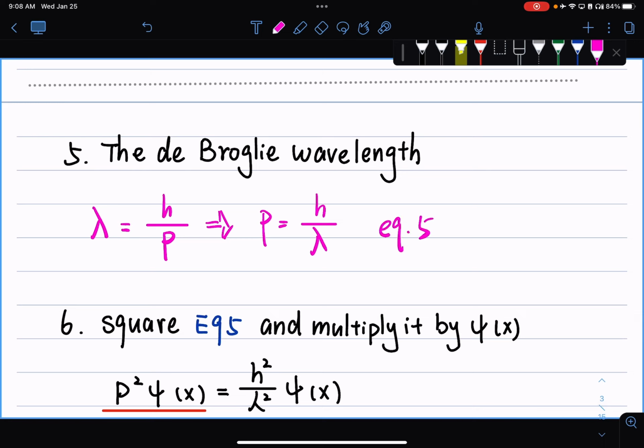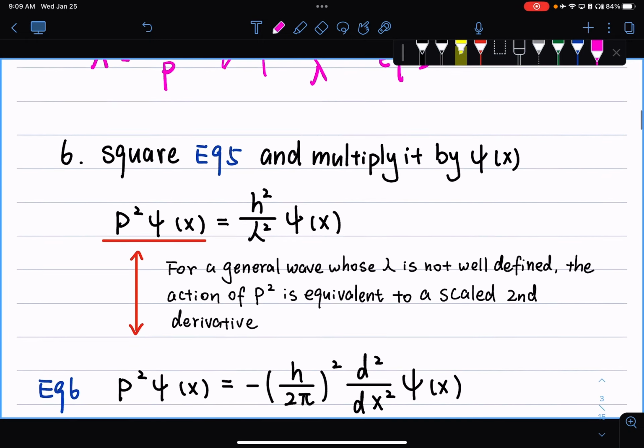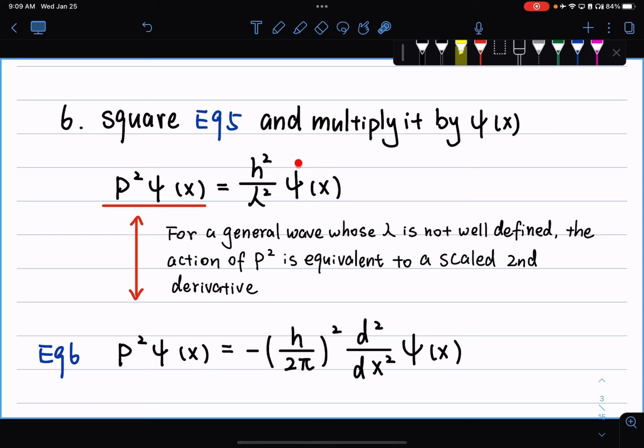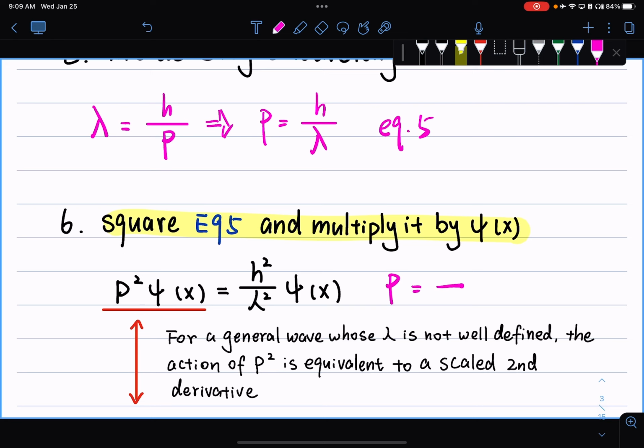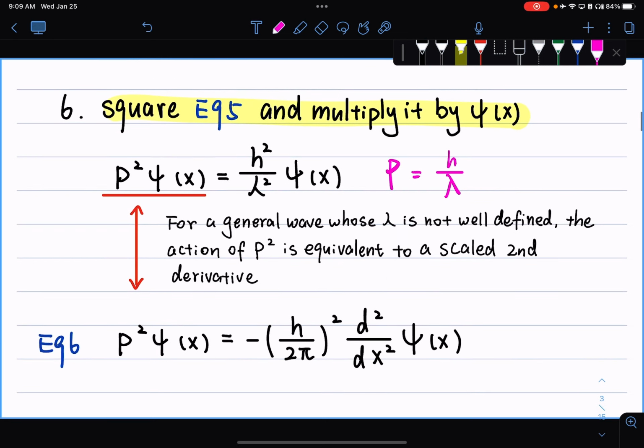And our next step is a little weird if you're not familiar with differential equations or the physics behind it, but I'll try my best. You don't really need to know the mathematics behind it. For our next step, we square equation 5, p equals h over lambda, and multiply by phi x, the wave function, on both sides. This part is slightly weird, so just accept it for now.